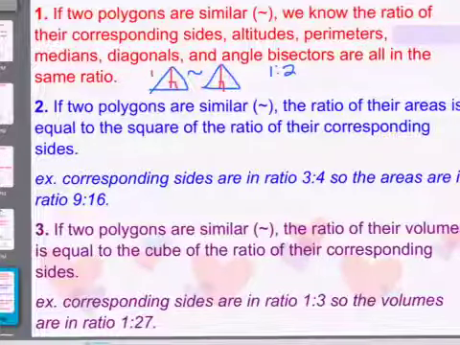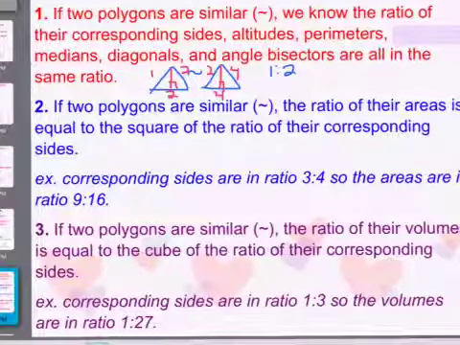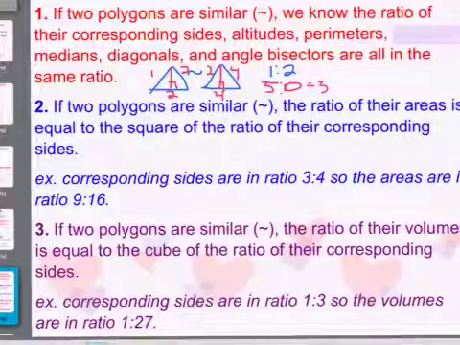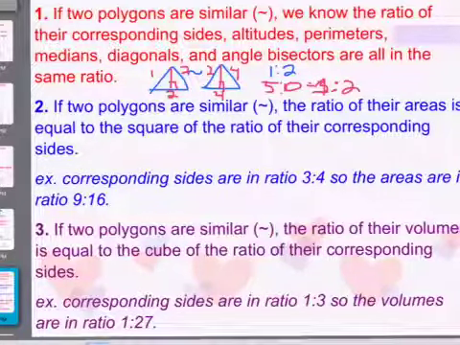So if this is 1, 2, 2, so we have an isosceles triangle, and they're in a 1 to 2 ratio, so this will be 2, 4, 4. The perimeter of the first is going to be 5. The perimeter of the second is going to be 10. This was the same thing as a 1 to 2 ratio, if you reduce it down.